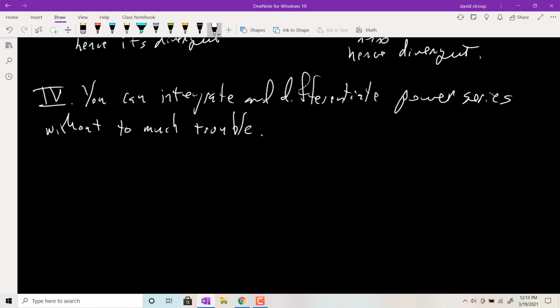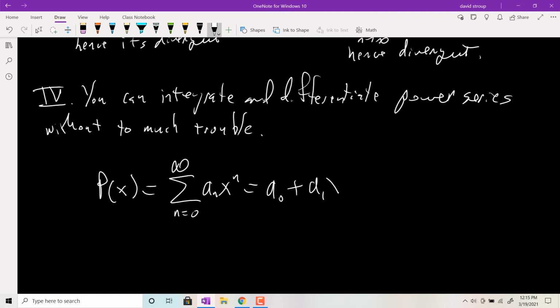Okay, so let's look at that. Let's start with our generic power series centered at 0: the sum from n equals 0 to infinity of a sub n x to the n. We can expand that a little bit, because the expanded version is generally easier to take the derivative and integral of. So this will be a sub 0 x to the 0 plus a sub 1 x to the 1 plus a sub 2 x to the 2 plus, and so on.